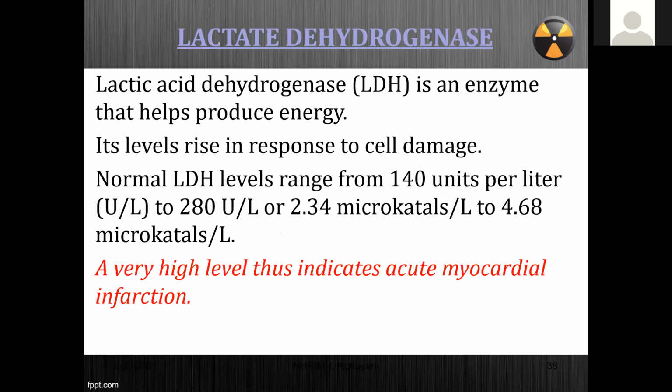Next is LDH. As I told you, it slowly rises and slowly falls off, and it is not considered so important. But some hospitals are still doing it, no problem, but we have to go through this. It is one of the important enzymes. Lactate dehydrogenase is an enzyme that produces energy. It rises in response to cell damage. Normal LDH levels range from 140 to 280 units per liter, or 2.34 to 4.68 microkatals per liter. These are other units. A high level indicates MI.